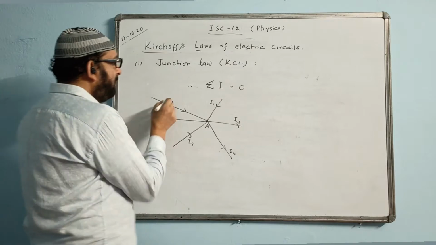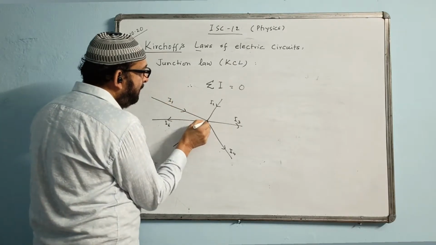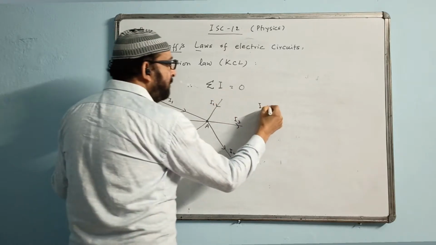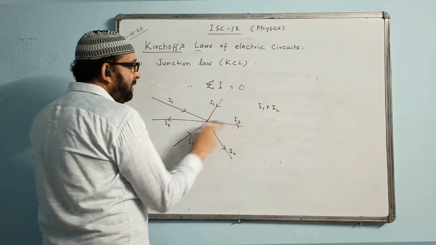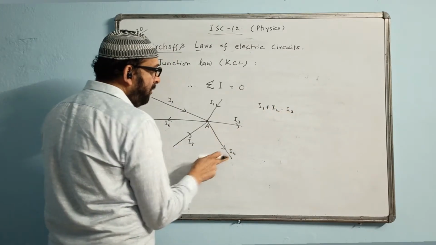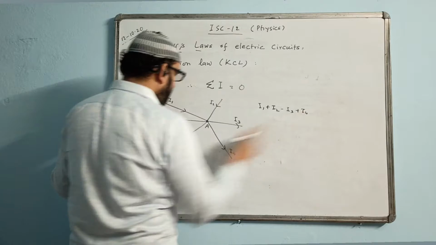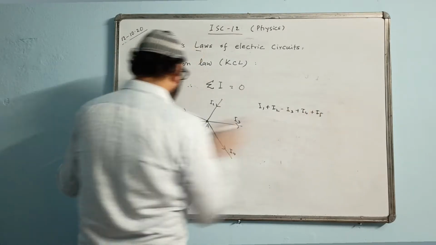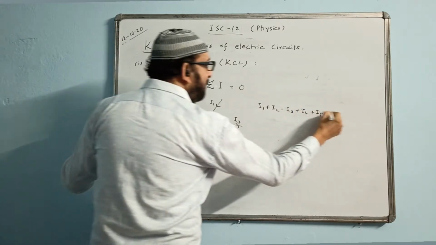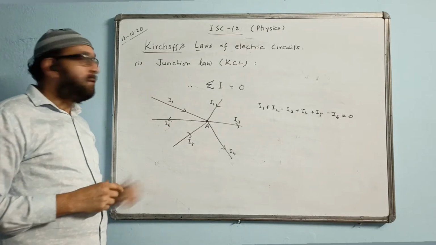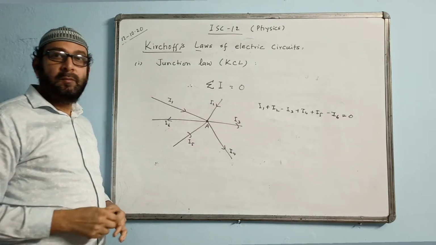So let us apply this one. Sigma I is 0. How do we take this current? I1 is coming towards the point, so positive. Current towards the point is positive, I2. I3 is going away, so write minus I3. I4 is towards, so plus I4. I5 is towards, that is plus I5. I6 is going away, so minus I6 equal to 0 here. So this is called junction law.